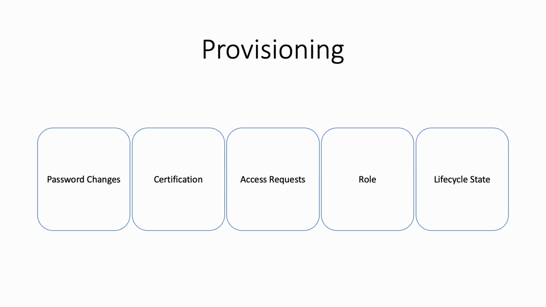Roles are predefined sets of permissions or entitlements assigned to users based on their job functions. Provisioning automatically assigns or removes access to systems based on role changes. A user's lifecycle state, onboarding, active, or offboarding, determines what access they should have. Provisioning ensures that access is automatically adjusted as the user moves through different stages of lifecycle state.